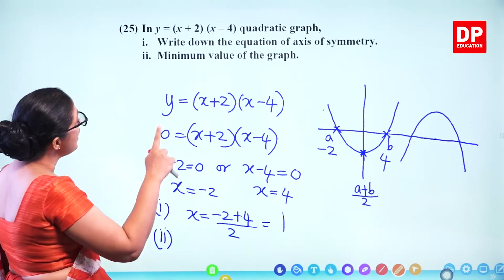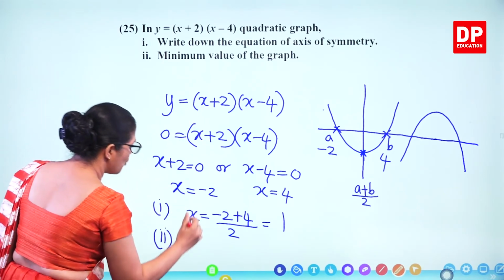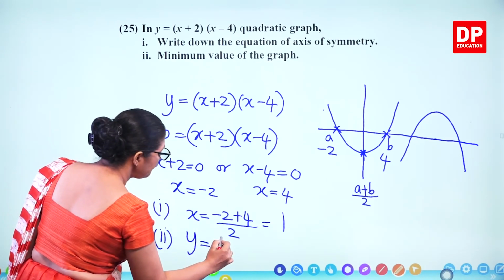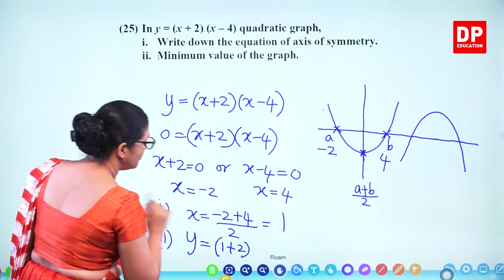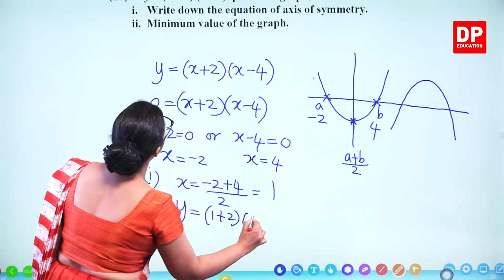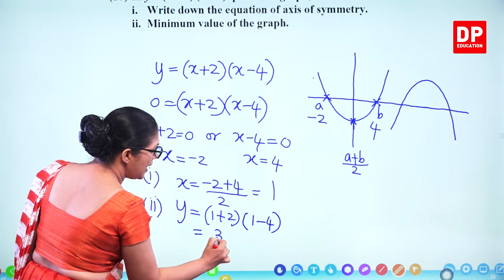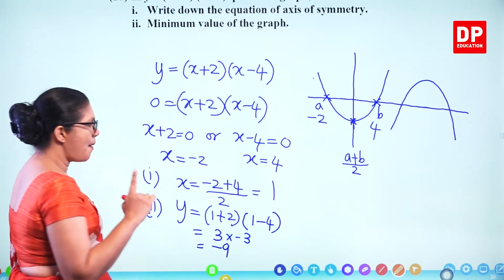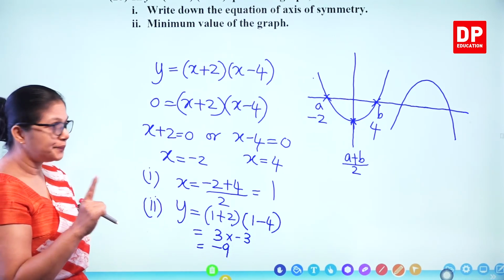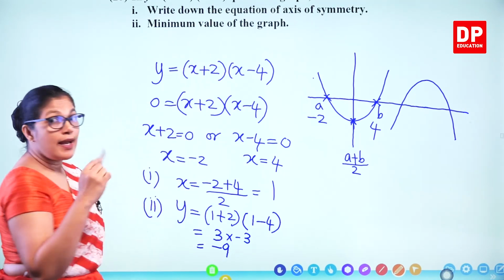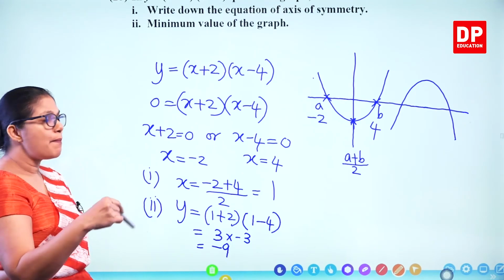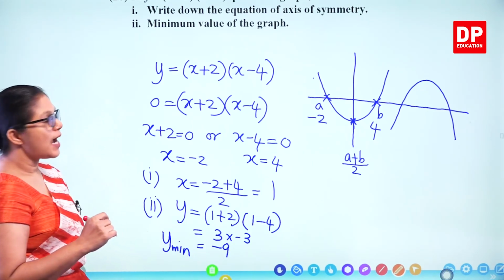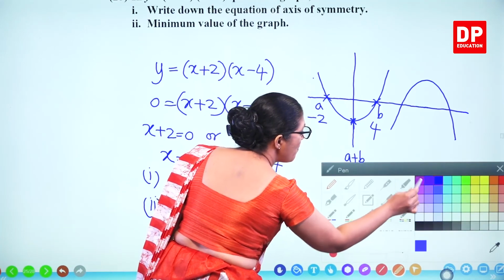So substitute into the equation and you can find the y value. So the minimum y value is when x equals 1. So substitute: 1 plus 2, 1 minus 4, 3 and minus 3. Minus 9 is the minimum value. How do you know this is a minimum value? The coefficient of x squared is positive, so you get a minimum value. So the minimum y is minus 9. So you get 2 marks for that.